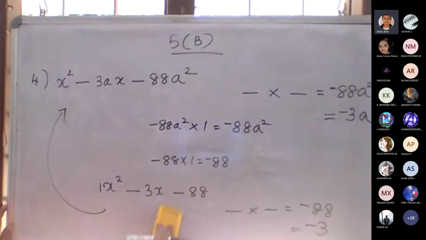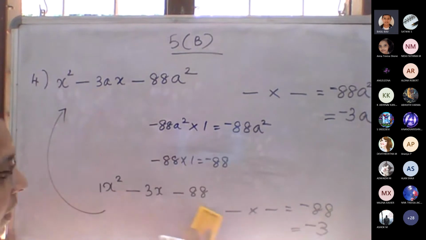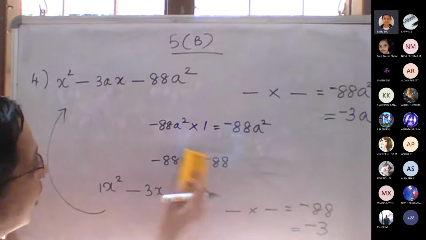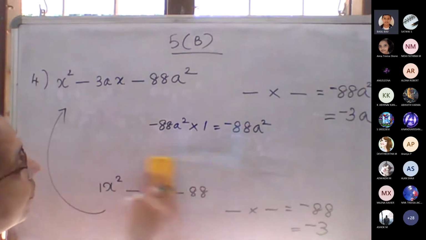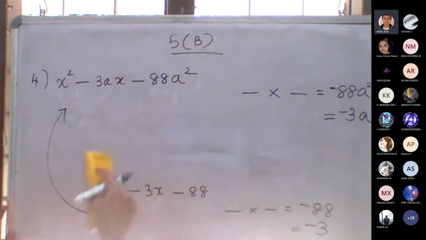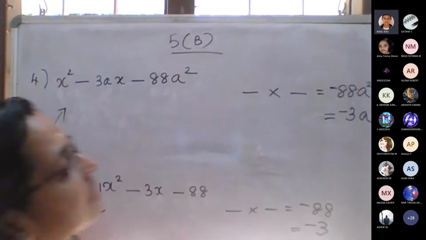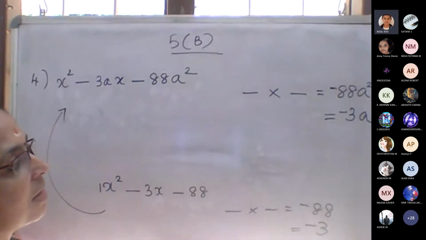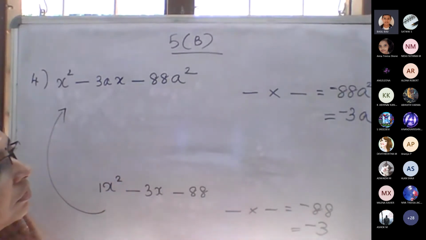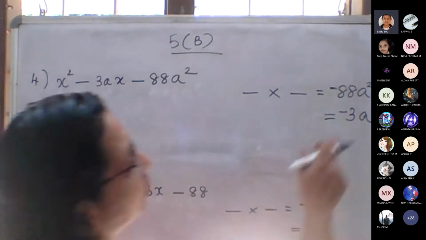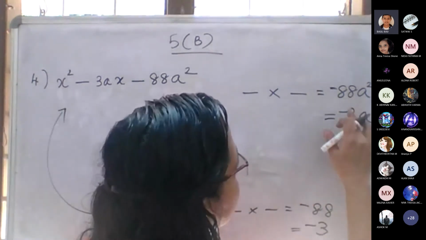If needed, you write this in the working order. That is better. Instead of this, if we take negative 88 and negative 3, but here we have negative 88a square and negative 3a. So how will we get that 88 and 3? Which two? Don't bother about a or a square. Think of the numbers only.